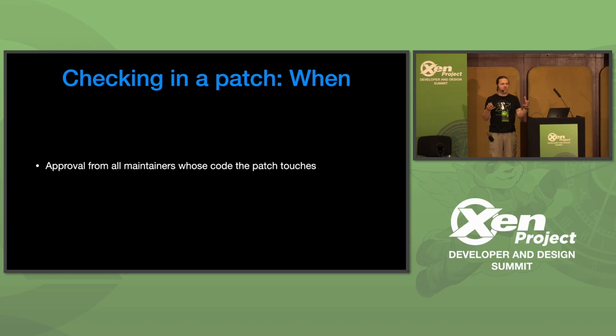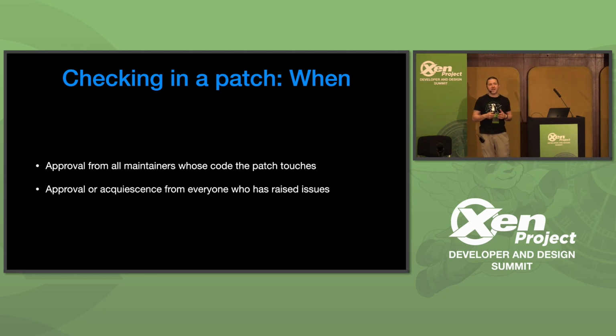Okay, so if the patch touches these three different pieces of code maintained by these three different maintainers, you have to have at least an ACK or reviewed from one of those maintainers. You also have to have the approval or acquiescence of everyone who has raised an issue. And again, there's some more subtlety to this that we'll talk about later on.